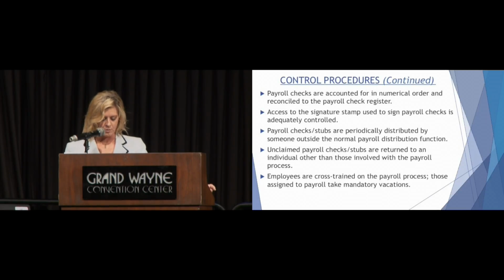Payroll checks are accounted for in a numeric order and reconciled to the payroll check register. I know most of you are probably doing direct deposit, and then some of the systems do the direct deposit numbering differently. Some don't even assign numbers. Some have they appear as check numbers. Some of them have direct deposit numbers. So just making sure that direct deposit report, along with if you're doing any manual checks, all of that reconciles to what actually gets paid out. Sometimes your systems will do actual reconciliation reports.